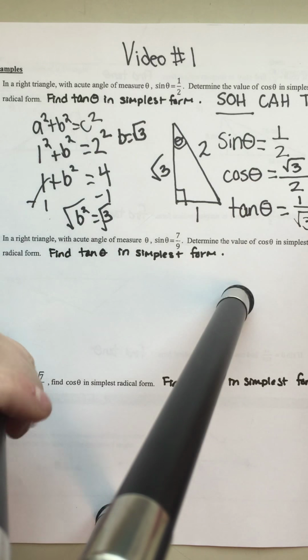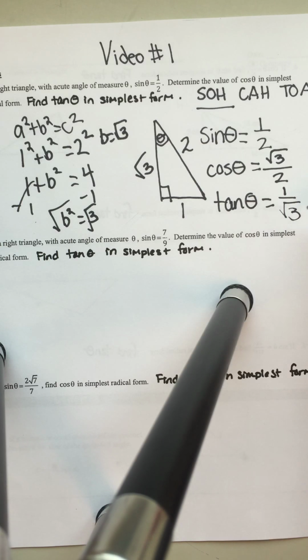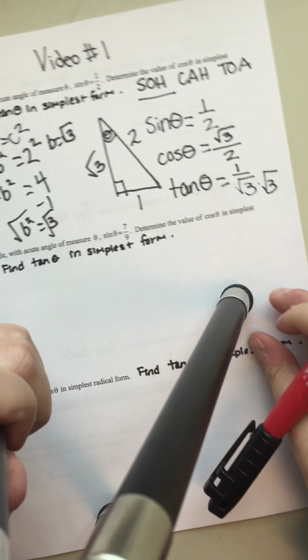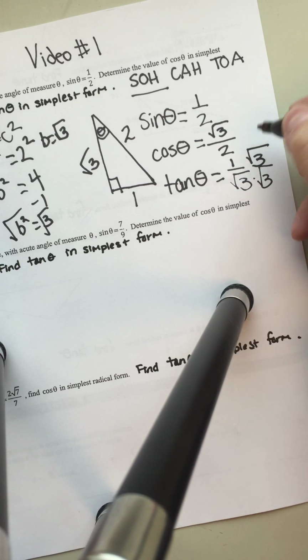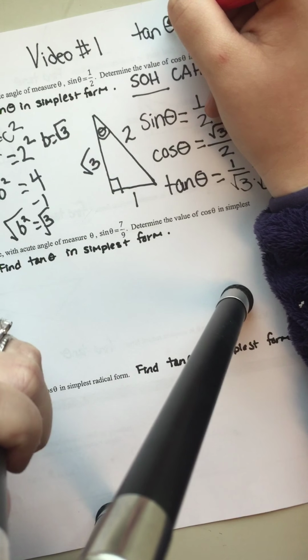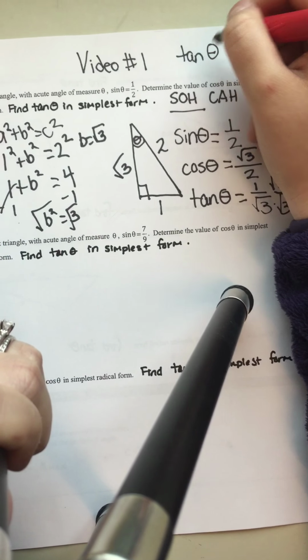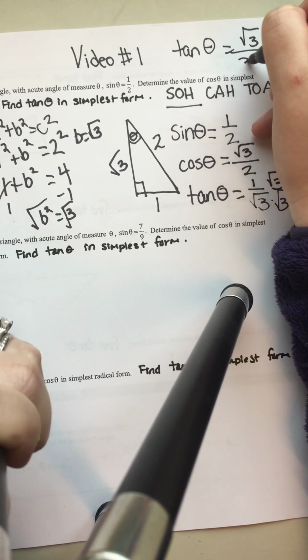Now I don't want to leave my answer with a radical underneath, so we have to rationalize the denominator. So to do that, I'm going to multiply the top and bottom by radical 3, and that's going to leave me with the tangent of theta as radical 3 over 3.